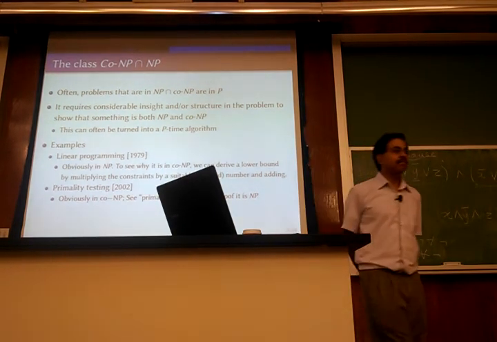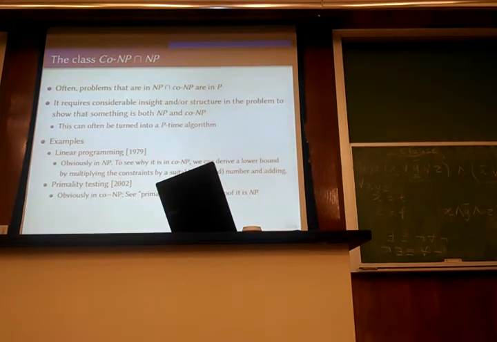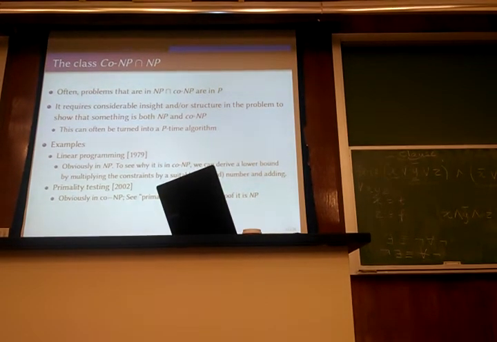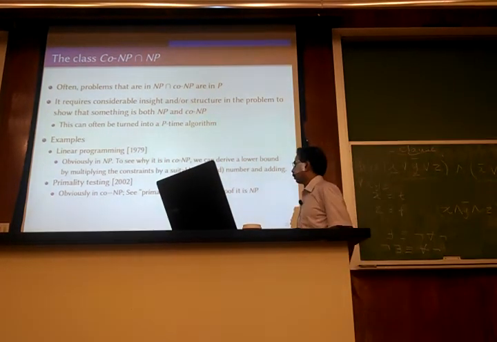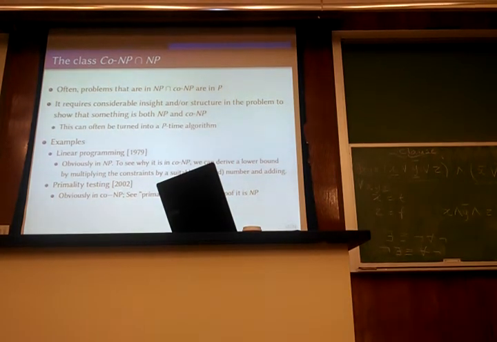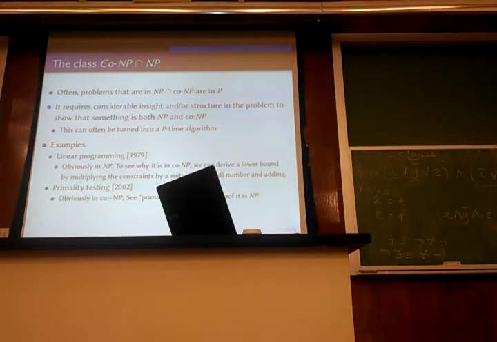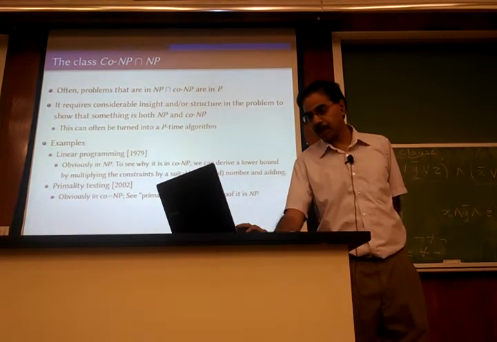Okay, so then once you have again a problem that is both NP and co-NP, it again got people thinking, and not very long ago people came up with a polynomial time algorithm for checking whether a number is prime or not.